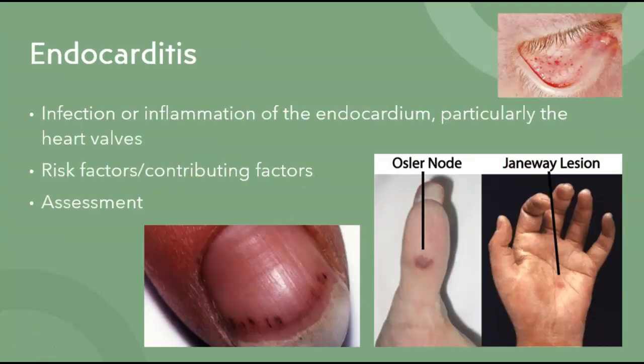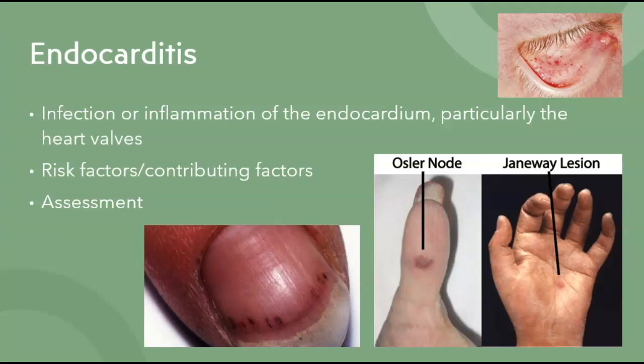Next disorder we'll talk about is endocarditis. So the endocardium is the lining of the heart. So this is the infection or inflammation of the inner membranous lining of the heart, the endocardium, and particularly it's going to affect the heart valves. Infective endocarditis is going to be from the invasion of an organism. Usually it's going to be bacterial, but it can be caused by fungi, viruses, anything like that.